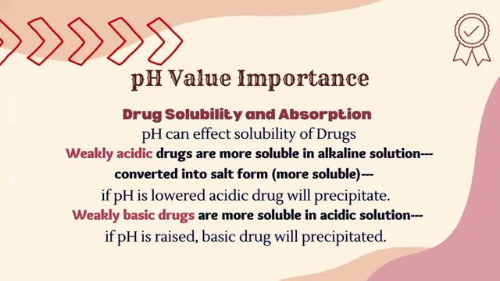pH can affect the solubility of drugs. Weakly acidic drugs are more soluble in alkaline solution, where they are converted into salt form, which is more soluble. If pH is lowered, the acidic drug will precipitate. Weakly basic drugs are more soluble in acidic solution. If pH is raised, the basic drug will precipitate.